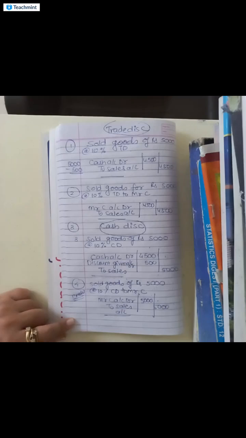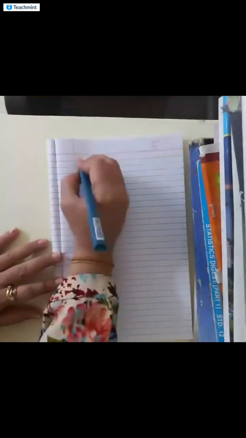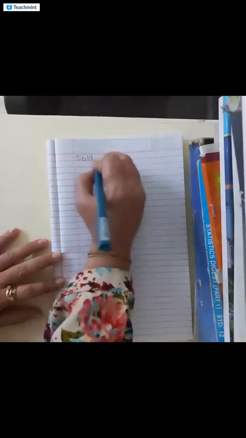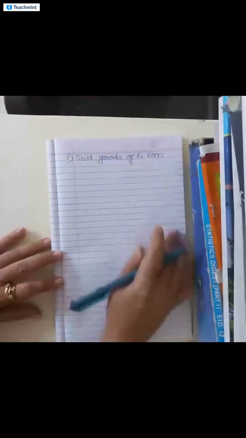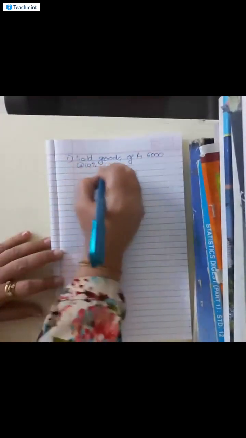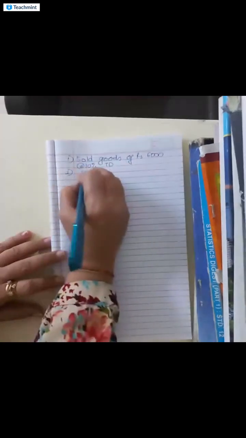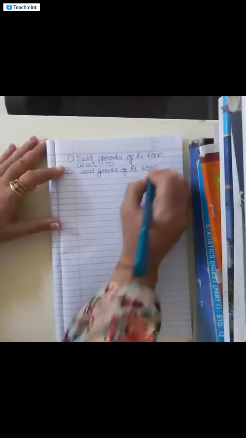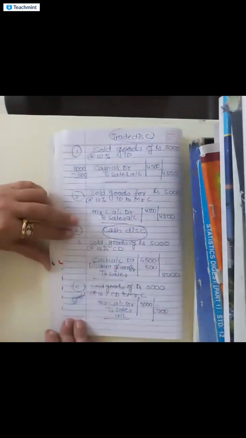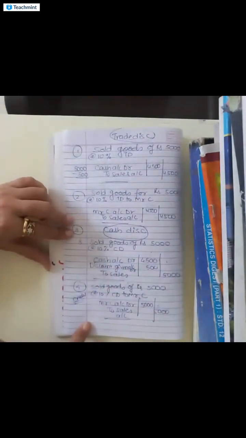Then see, I am giving extra questions that you can try and then tell me the answers. Mixed sums I am giving for trade discount and cash discount. For sales only, let us see. You are given: sold goods of rupees 6,000 at 10% TD. Then second, you are given sold goods of rupees 6,000 at 10% CD. Do you need to write this one first, or shall I directly give the extra questions?